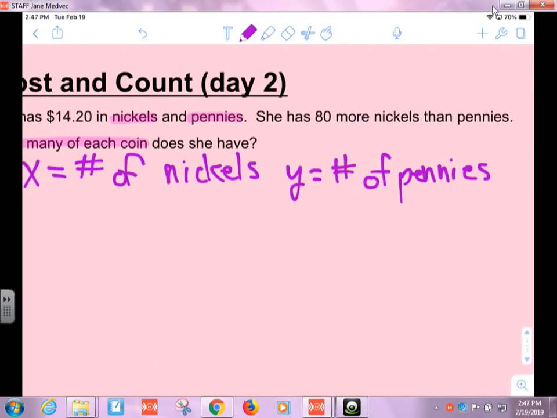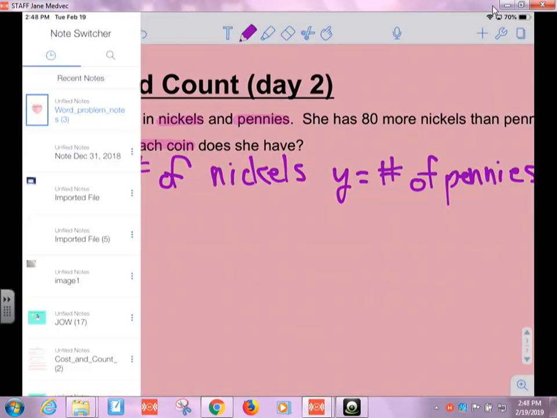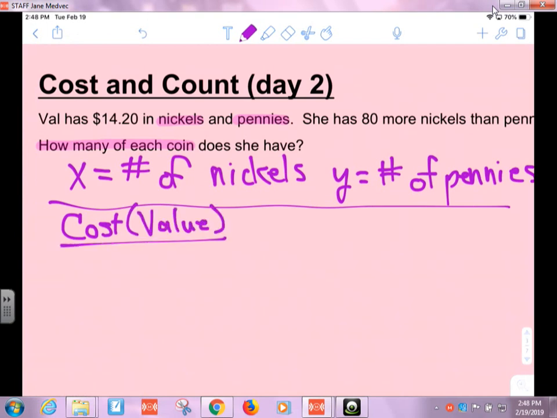In this instance, it's nickels and pennies. It could be quarters. It could be dimes. It kind of depends on the problem itself. Okay, so that's step 2. I defined my two variables. And now I'm going to come up with two equations. I'm going to work with cost or value, and what's really key is the value of the coins. And then I'm going to do count.